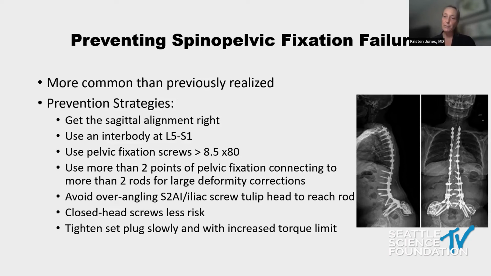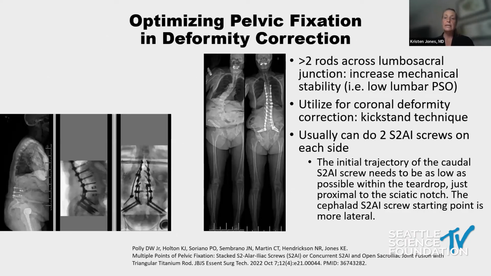And a last thing we found that we hadn't thought as much about was that if you over-angle the S2AI screw, or even the iliac screw and connector head, to reach the rod, it has a much less ability to resist set plug failure by torque popping off the set plug, particularly in the open head screws. And we had published a biomechanical study showing that if you tighten your set plug during the counter torque mechanism at the end of your case reliably over a second or two, rather than twisting it off as fast as you can, it actually retains an increased torque limit to resist the pop off of the set plugs.